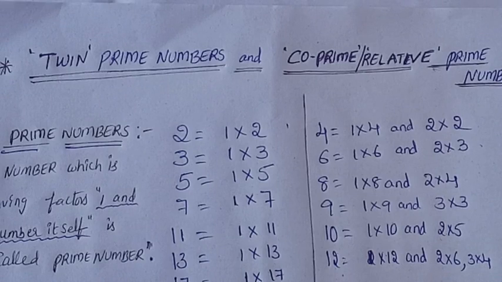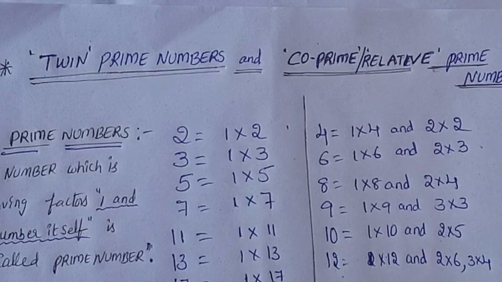Today our mathematical topic is twin prime numbers and co-prime numbers, and what is their difference. Before getting to the topic, we'll discuss what a prime number actually is. Unless we know about prime numbers, we don't know what a twin prime is and what a co-prime, or relatively prime number, is. So, prime number.